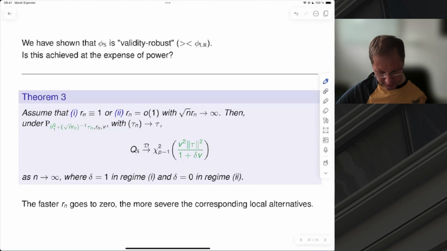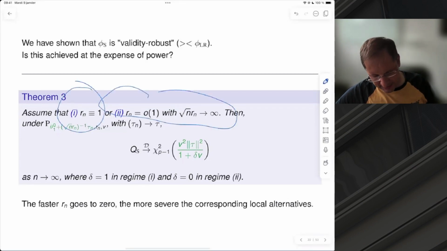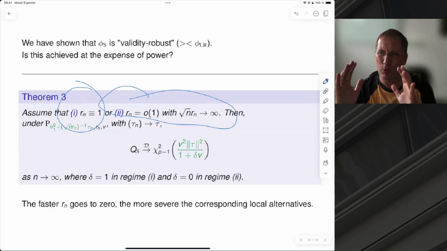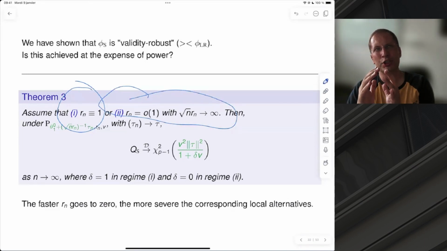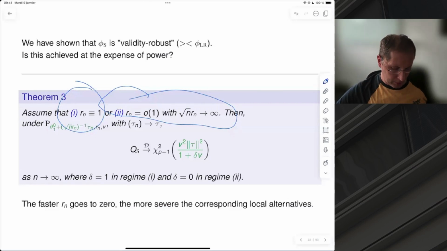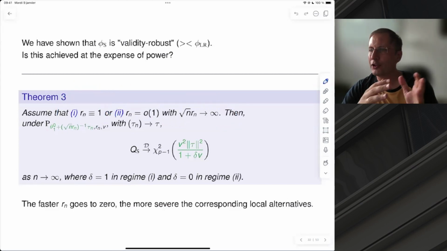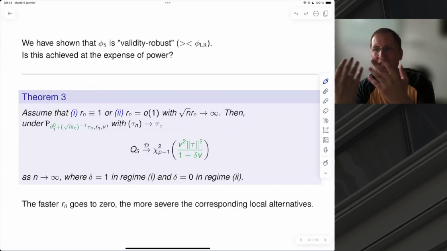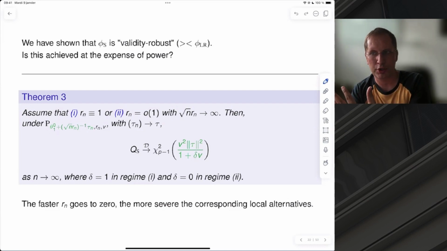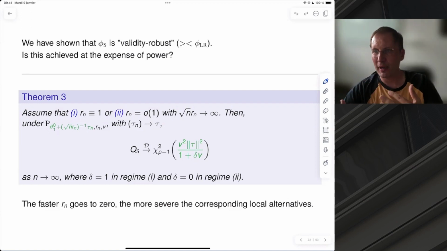Well, we have a first result that says, okay, in the standard framework, but also in the non-standard framework where lambda 1 and lambda 2 get close to each other, but not too fast. Well, in this framework, the central chi-square distribution that we had under the null transforms under the alternative to a non-central chi-square distribution. Of course, this non-centrality parameter is what will bring the power, right?